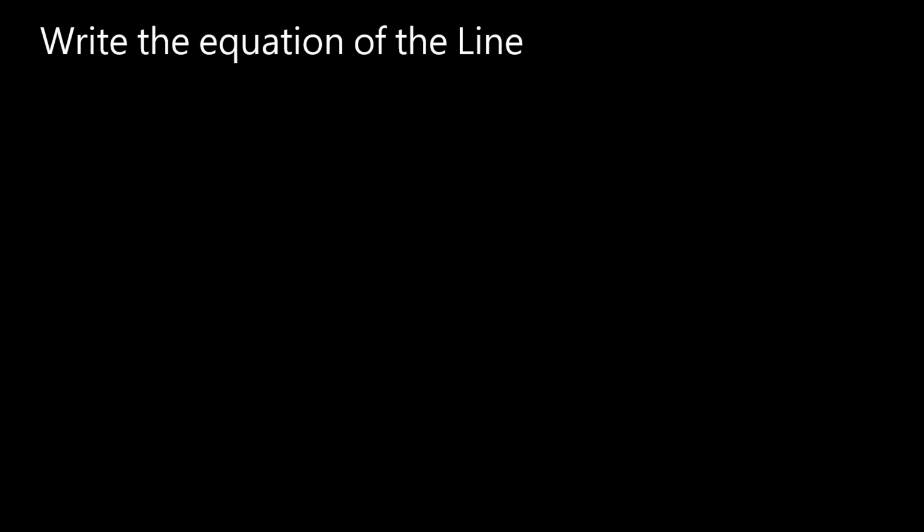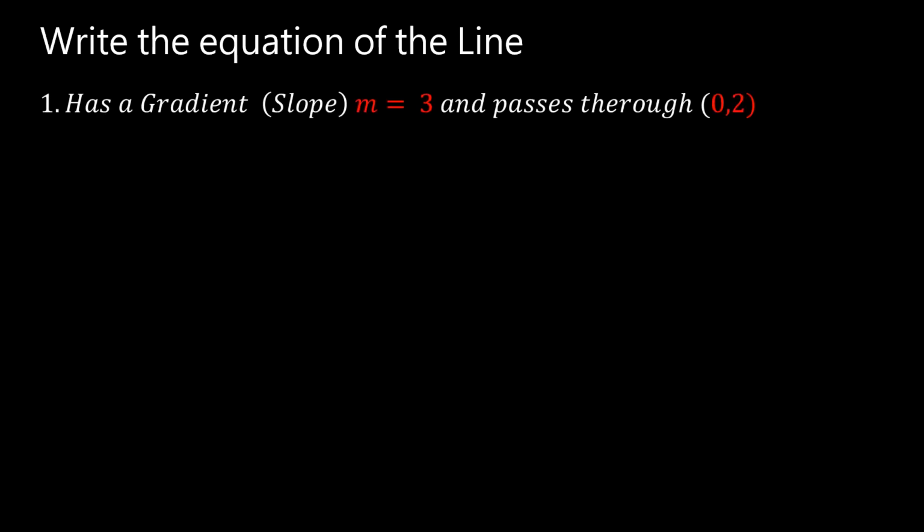Now, how to write or find the equation of the line algebraically? Look at this example. Write the equation of the line which has a gradient m equals 3 and passes through (0, 2). Now (0, 2) is actually the y-intercept. So if you want to find the equation of the line, directly substitute the values into the formula y = mx + c. So y = 3x + 2. So in this example, we can directly find the equation of the line.